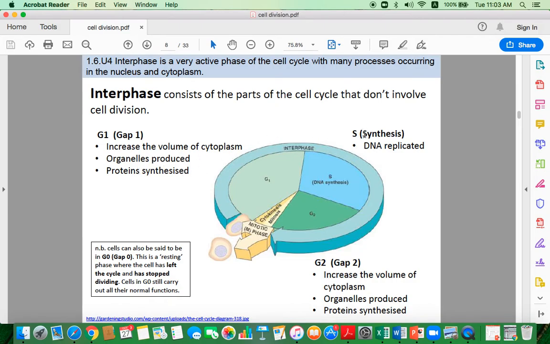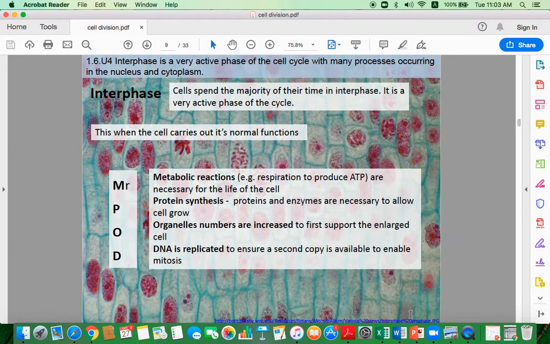In interphase, we have three phases: G1, S, and G2. In S, synthesis, DNA is replicated. Remember that the product is two cells, so we must have cytoplasm and DNA in a double amount. And in G2, the volume of the cytoplasm increases, organelles are produced, and proteins are synthesized, so the cell is ready for cell division.